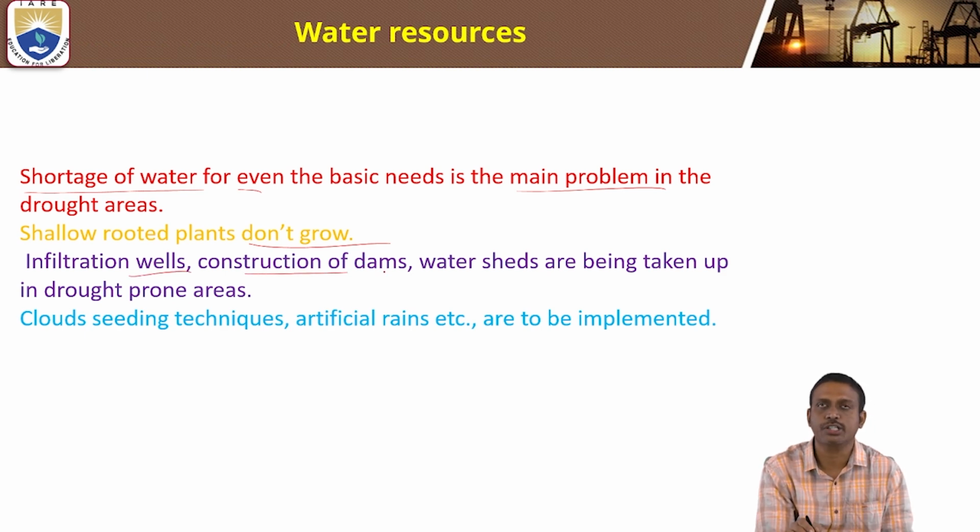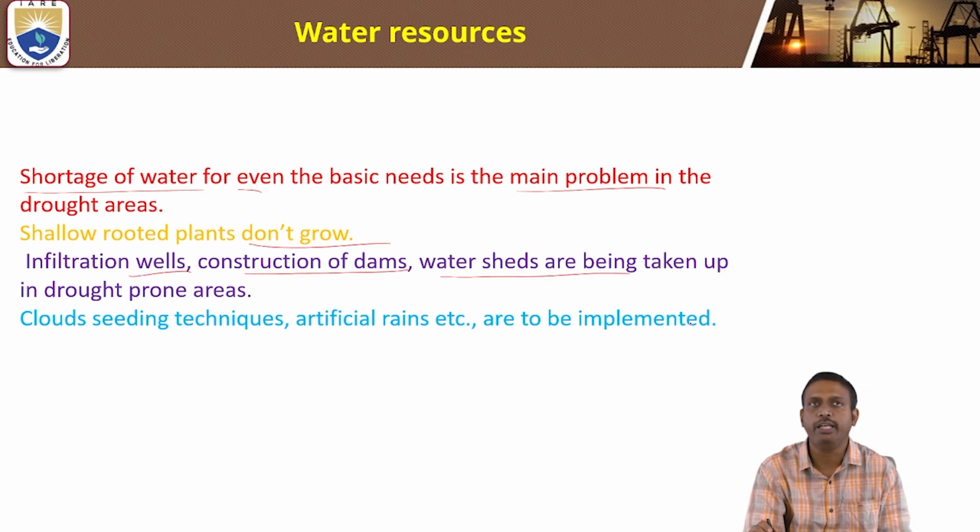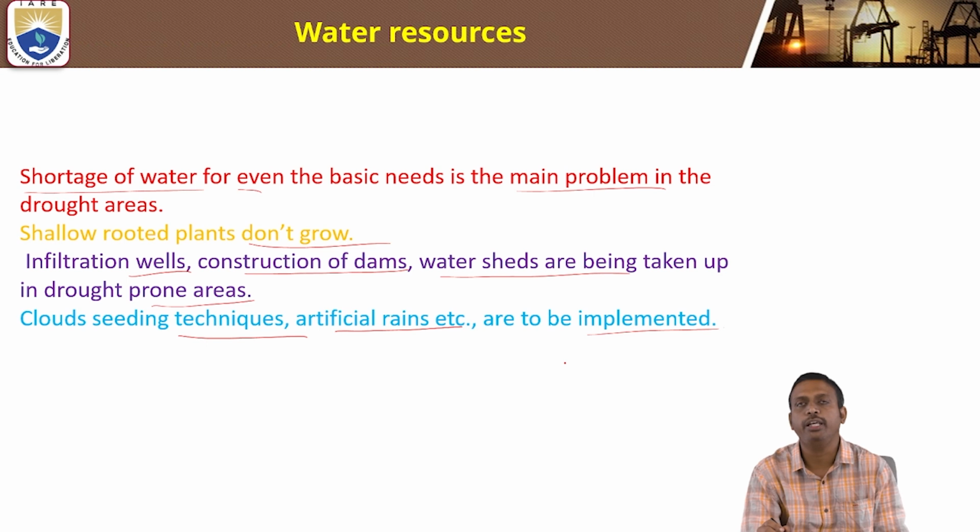Infiltration of wells, construction of dams, and watersheds are being taken up in drought prone areas. Cloud seeding techniques and artificial rains are being implemented in order to avoid the drought.